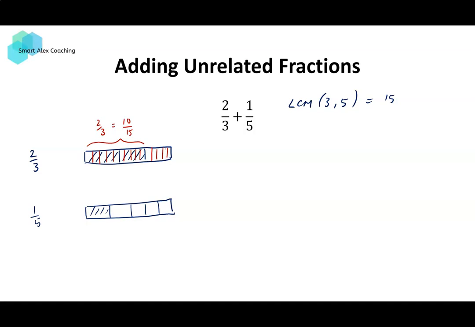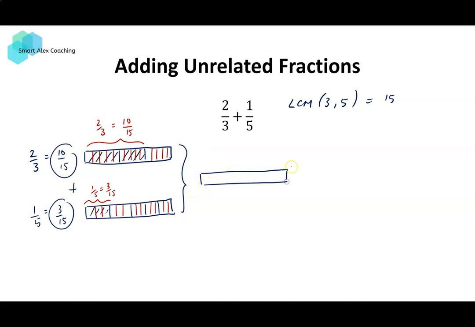Okay, for 1/5, each of the small units now gets divided into 3 smaller units. And what we see is 1/5 is the same as 3/15. So to add that up, 2/3 is the same as 10/15, and 1/5 is the same as 3/15. We simply add them, adding the numerators together. I should get the answer of 13/15. So I'm going to divide this bar now into 15 equal units.